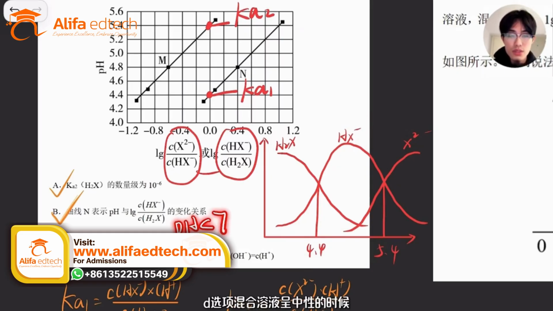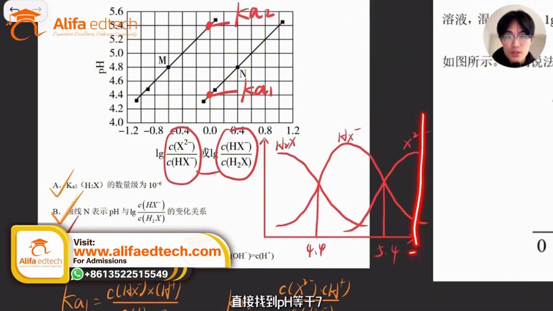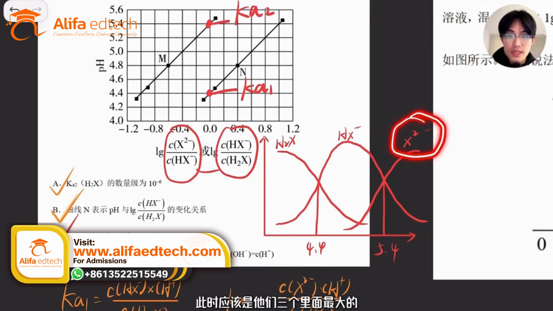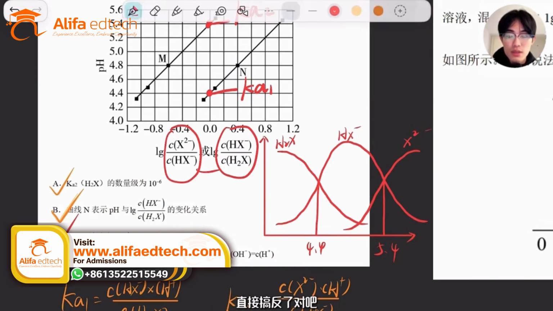Option D, when the mixed solution is neutral at pH equals 7, it asks us to compare. Hey, just find pH equals 7 and draw a vertical line. You'll find that the X2- ion should be the most abundant of the three at this point. It's definitely greater than HX-. So this order is wrong. It's completely reversed, right? You can solve it just by drawing the graph.